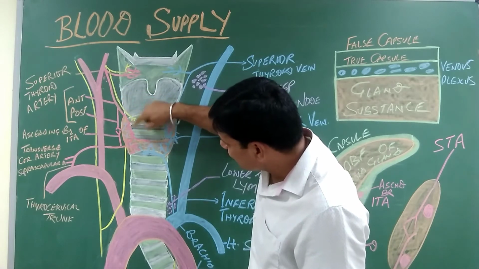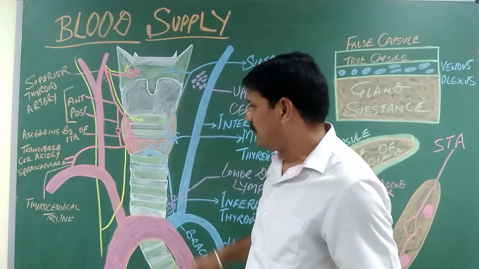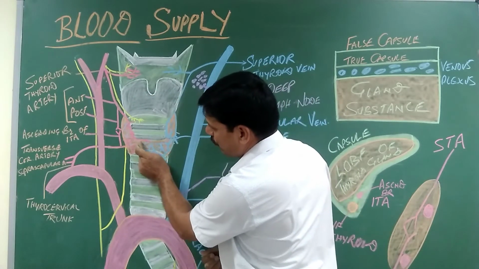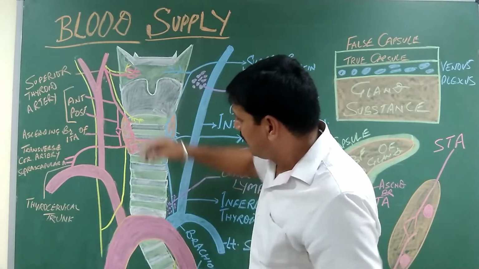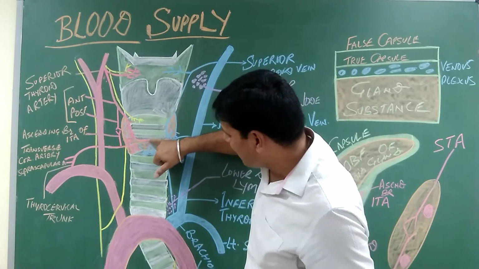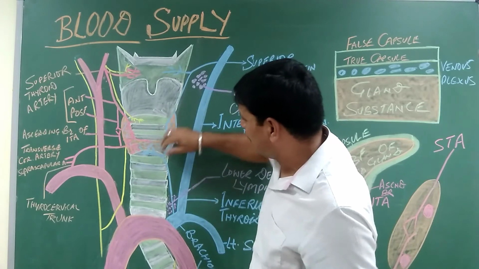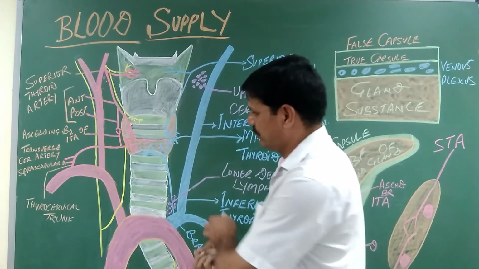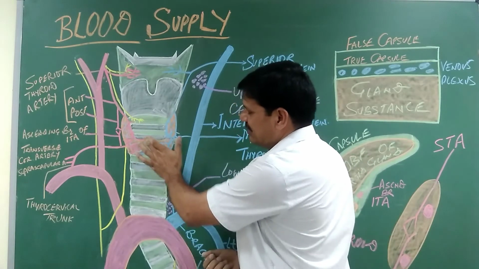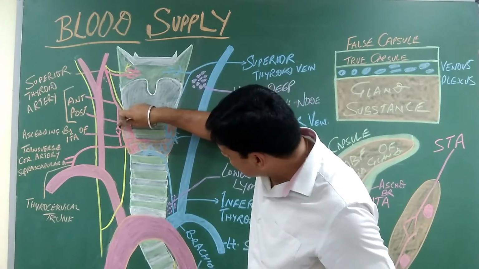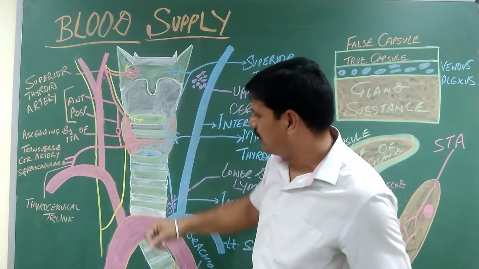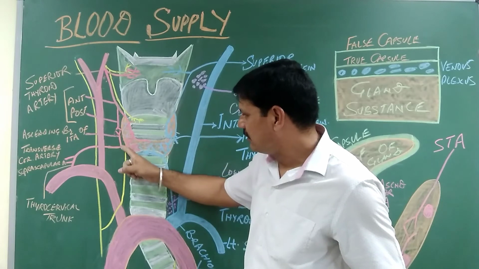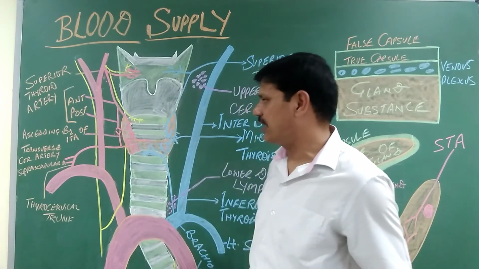It gives two branches, anterior and posterior. The anterior branch descends along the anterior border of the lobe and anastomoses at the upper border of the isthmus with the anterior branch of the superior thyroid artery of the opposite side. The posterior branch moves along the posterior border and anastomoses at the mid with the ascending branch of the inferior thyroid artery.